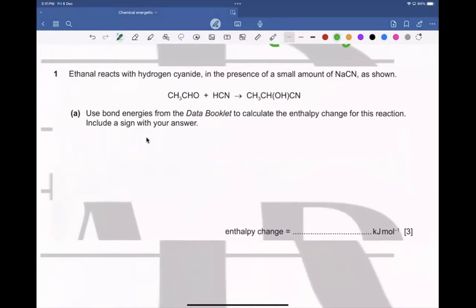Okay. Now, you have to understand. First, see what they are asking. Ethanol reacts with hydrogen cyanide in the presence of a small amount of NaCN. So it means NaCN is basically a catalyst, and that's why they didn't show it in the equation. Now, what they are asking: use bond energies to calculate the enthalpy change for this reaction, include a sign with your answer.